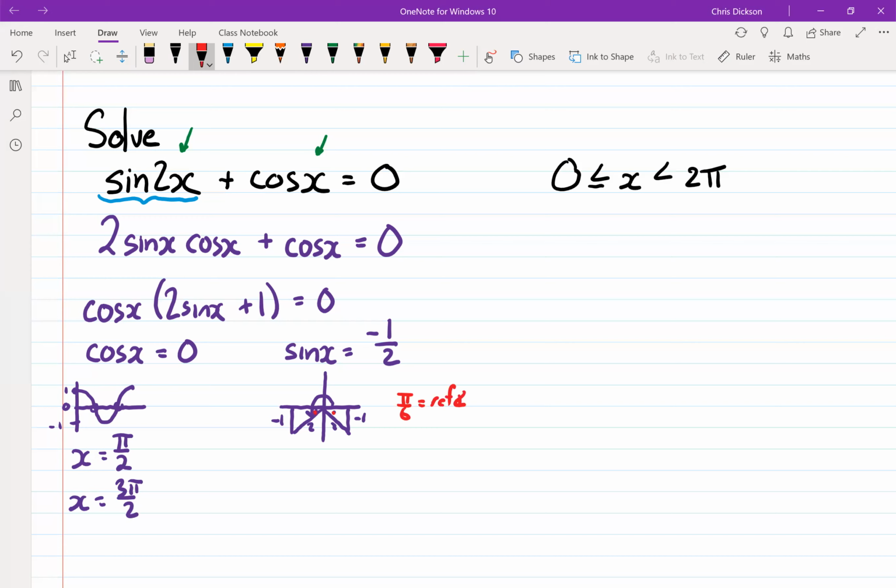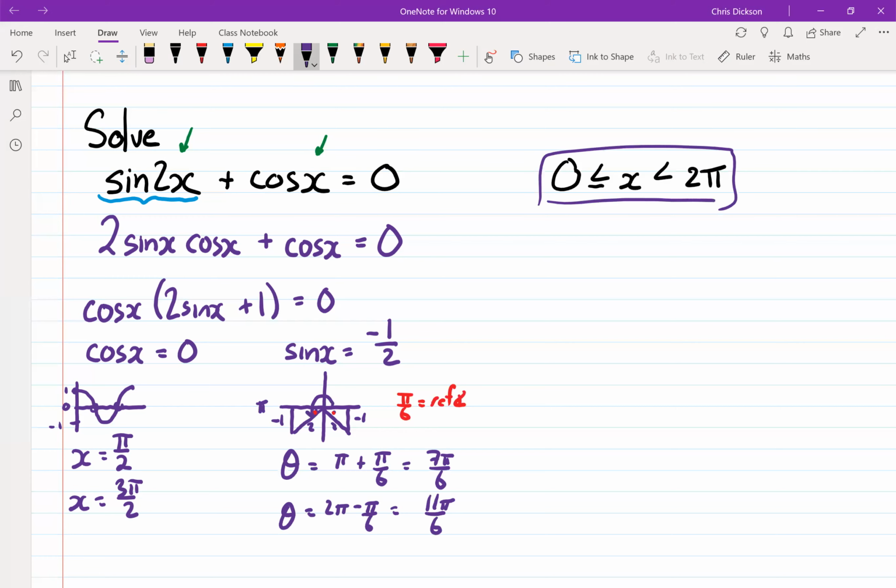So theta 1 would be pi plus pi over 6. Common denominators are 6's. This gives us 7 pi over 6. And then the other angle would be in quadrant number 4. And this would be 2 pi minus the reference angle of pi over 6. So that's 12 minus 1, which is 11 pi over 6. And that would solve the question between 0 and 2 pi.